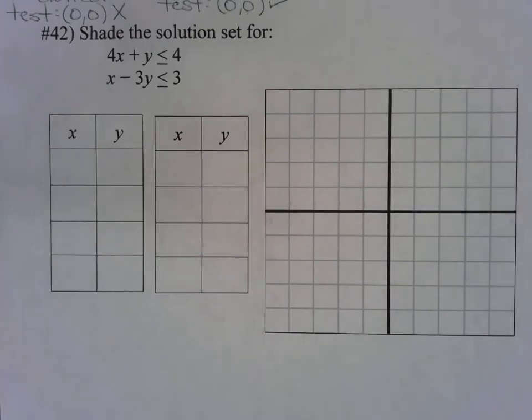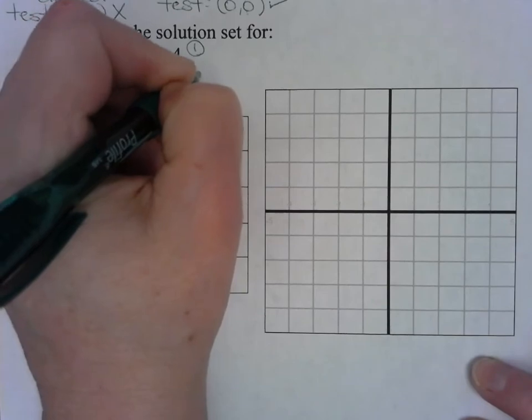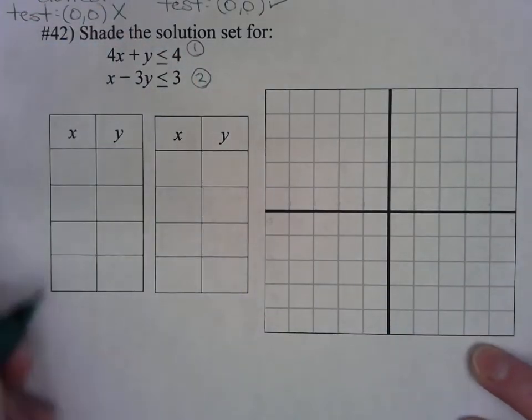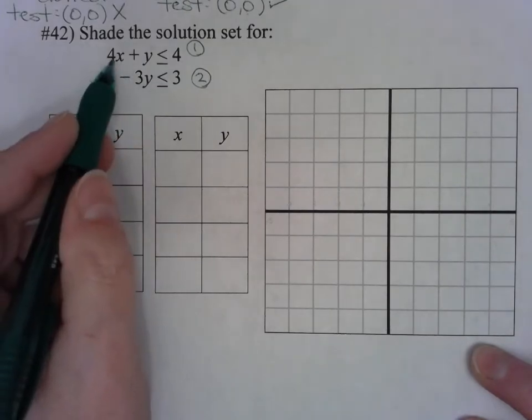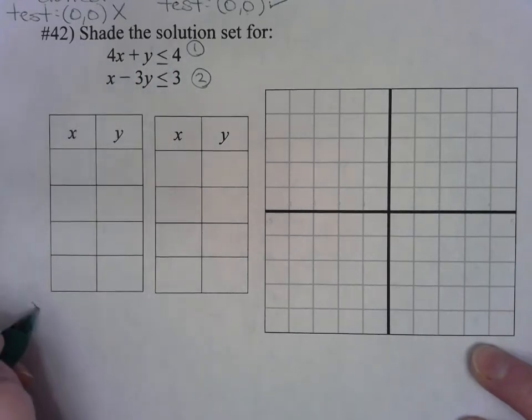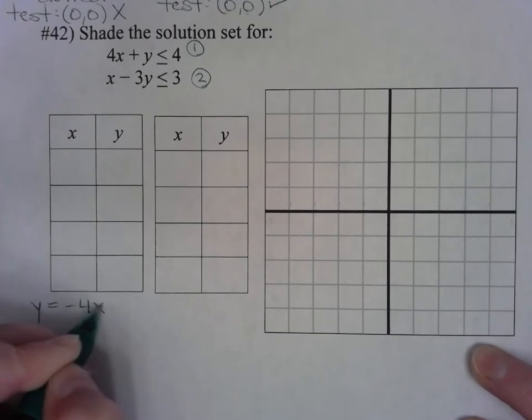Okay, if I remember correctly, this one is a little bit tricky, but that's okay. All right, so let's call this number 1 and number 2. Again, if you want to put it in mx plus b format, you can do that. So you could subtract the 4x over to the other side, and you'd get y equals -4x plus 4.